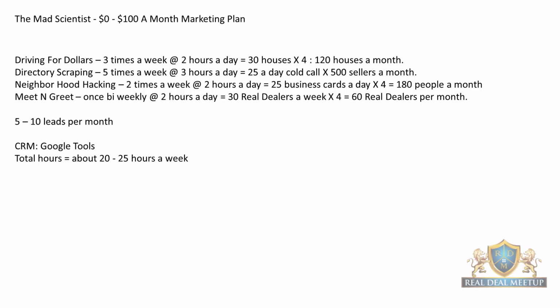Number 1, you want to do driving for dollars. Driving for dollars at least 3 times a week, 2 hours a day, should equal 30 houses per week. Per month, that should equal 120 houses that's in your driving for dollars system.